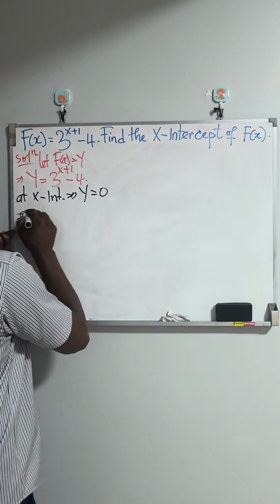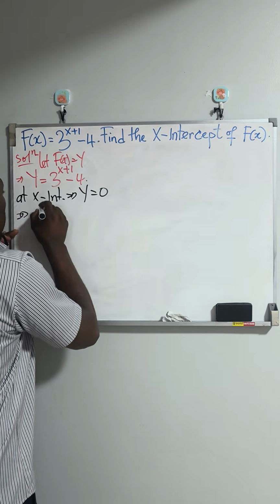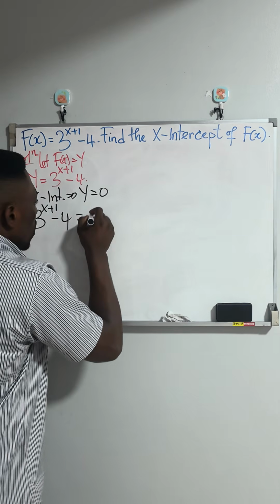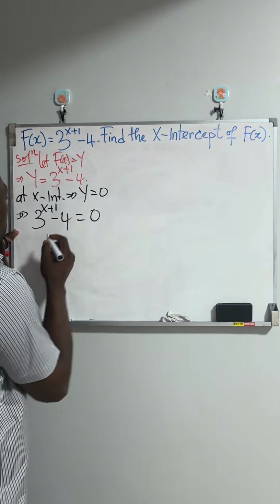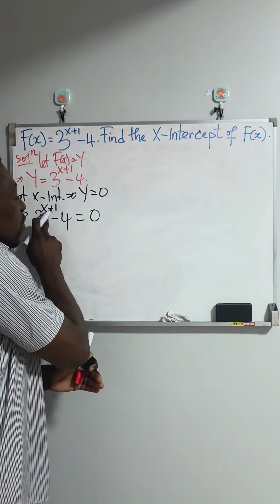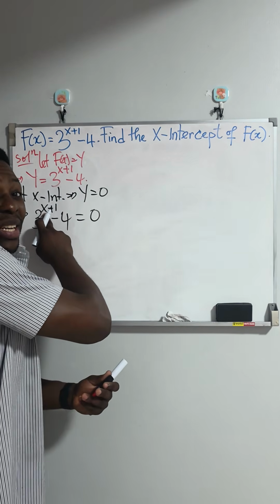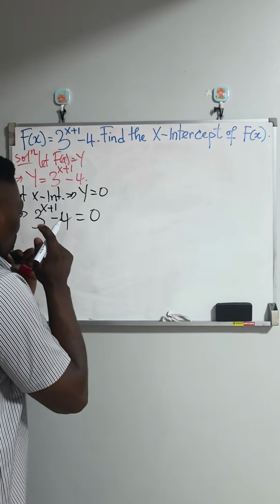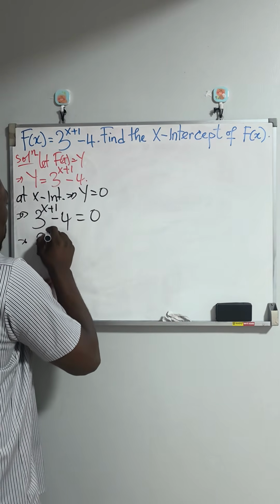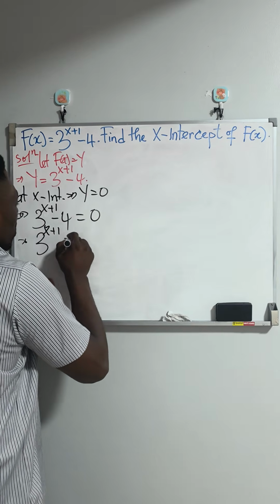So I will say this implies that 3^(x+1) minus 4, which is our y, should give us 0 at this portion. So at this point, of course, no need to say that we are looking for x. We have to make x the subject of this formula. So what's the first thing to do here? Let me send 4 to the other side. So I'll have that 3^(x+1) is equal to 4.